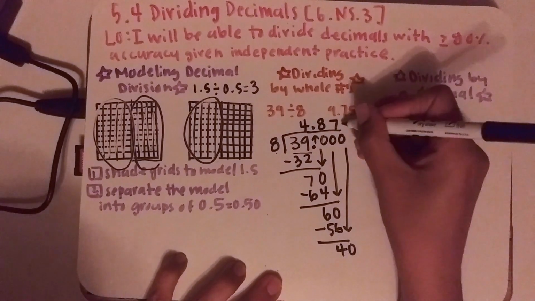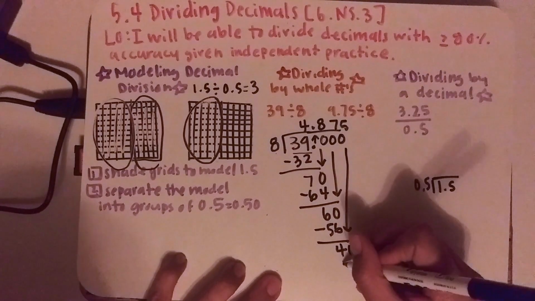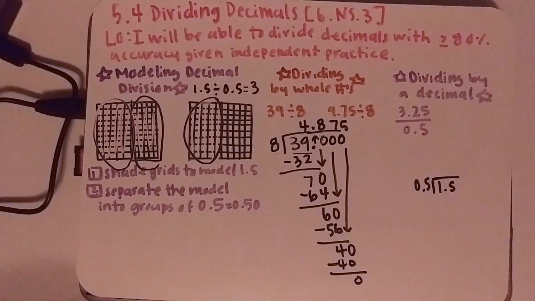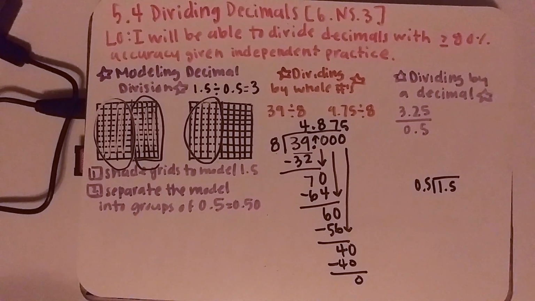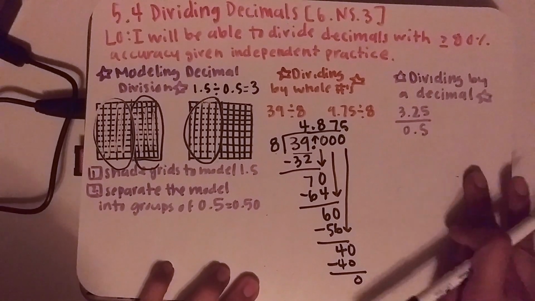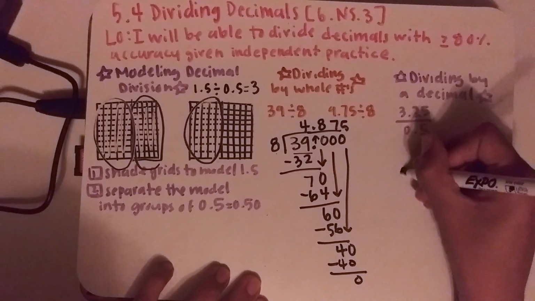That gives me 40, so that will be 5 times, and 5 times 8 is 40, so then I'm done here, okay? So that will be my answer. 4 wholes, and then 875 thousandths, okay? So that's for this one right here. So now, let me go ahead and do this one for you.